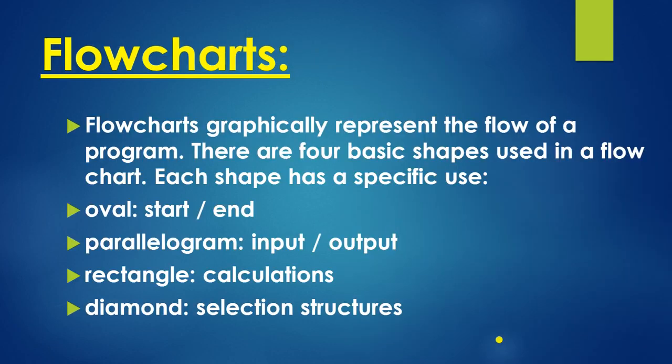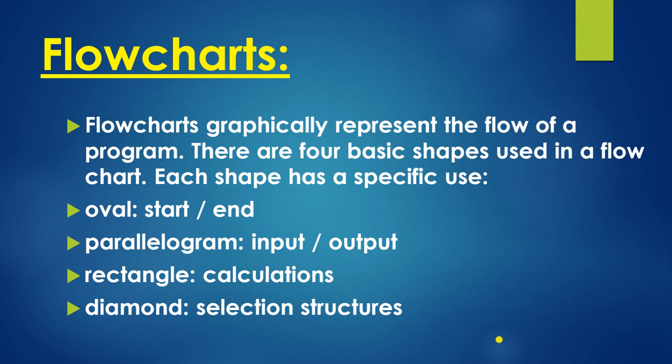Next is flowcharts. A flowchart is a graphical representation of an algorithm. So what is an algorithm? An algorithm is a procedure that shows how a particular task is performed step by step. So what is a flowchart? A flowchart graphically represents the flow of a program.